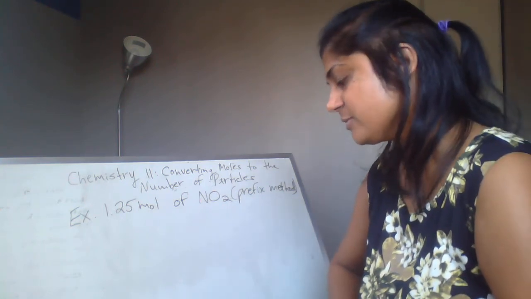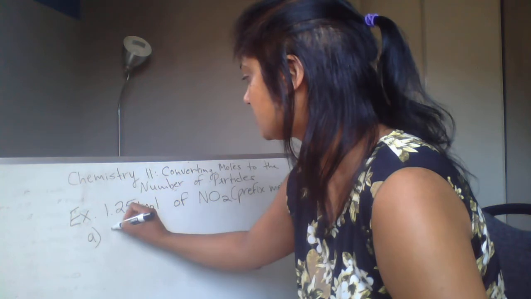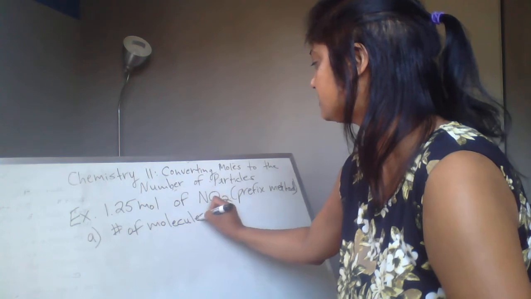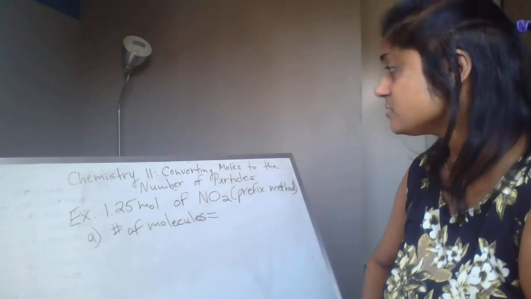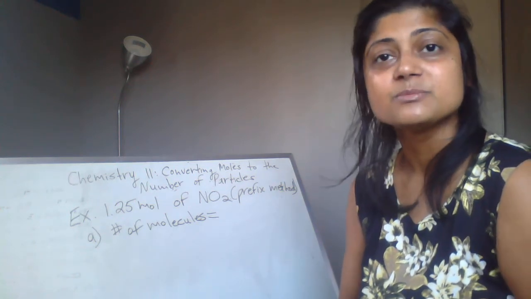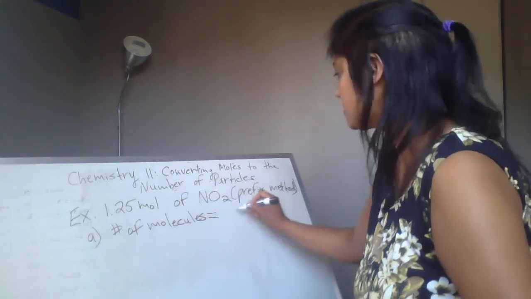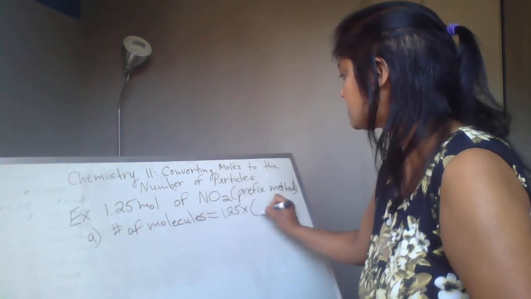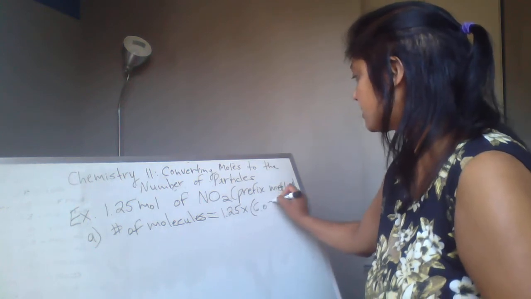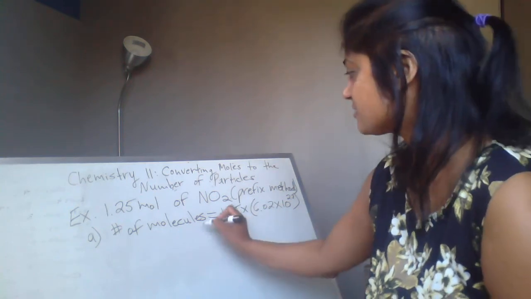Part A says, how many molecules are in the sample? So I'm going to write number of molecules in the sample. I'm already given the number of moles, so I take the number of moles and multiply it by Avogadro's constant. Make sure you're showing all your work as you write it down. So I'm going to do 1.25 times, and I always put Avogadro's constant in brackets, just to make sure I'm getting the right answer. So 6.02 times 10 to the power of 23.